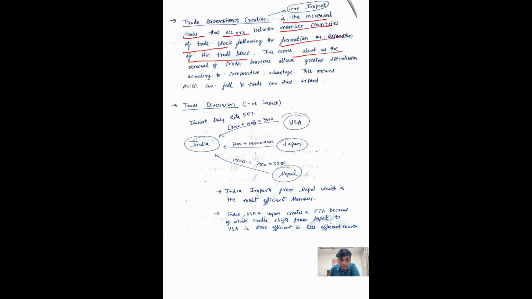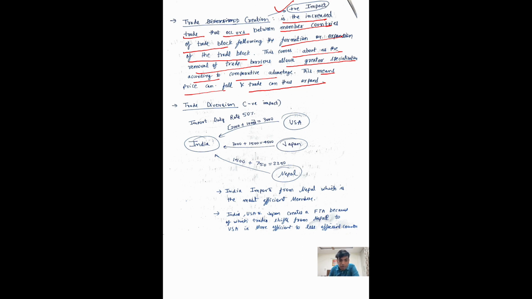This comes about through removal of trade barriers, allowing greater specialization according to comparative advantage. This means that price can fall and trade can expand. So the shift in the trade from a less efficient producer towards a more efficient producer is known as trade creation. So it has a positive impact. Why? Because we are using fewer resources to produce more, so it is having a positive impact on the nation.